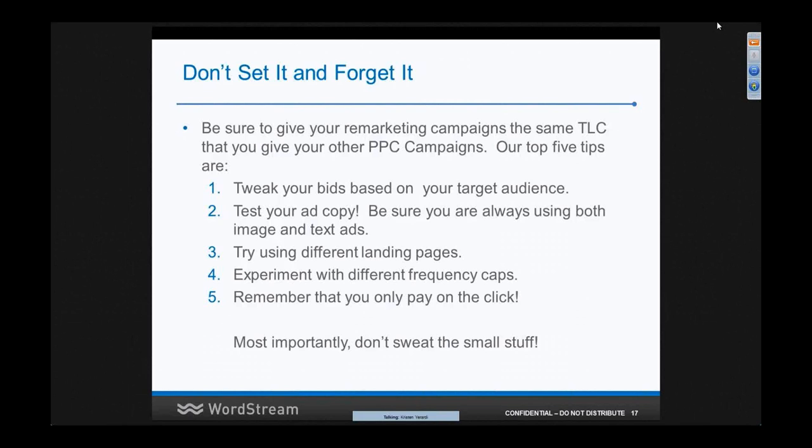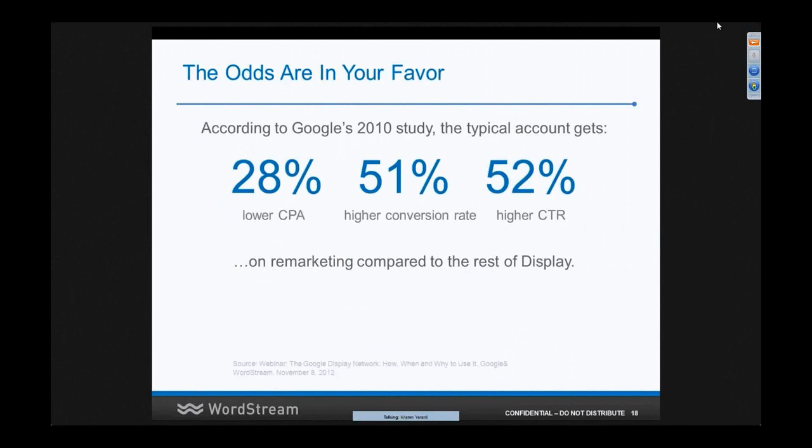So just, again, for example, over the last 7 days, it's the #1 converting campaign for the WordStream PPC account. Probably shouldn't tell you guys that, but it is. It works really well, but optimize it. You know, have a cost per acquisition goal, have a cost per click goal, and optimize it like you would with everything else. And the odds are in your favor.